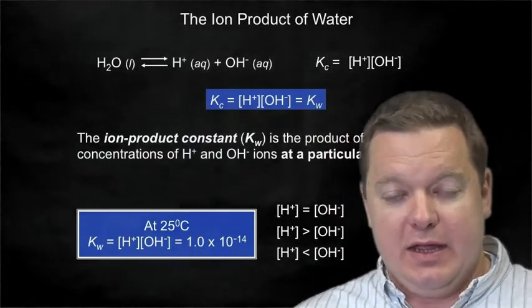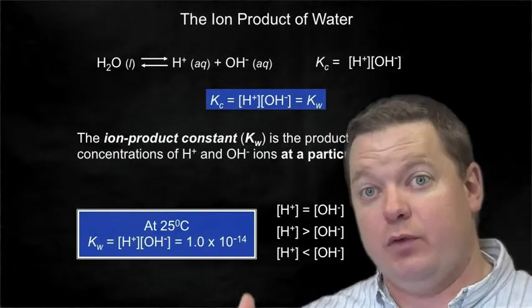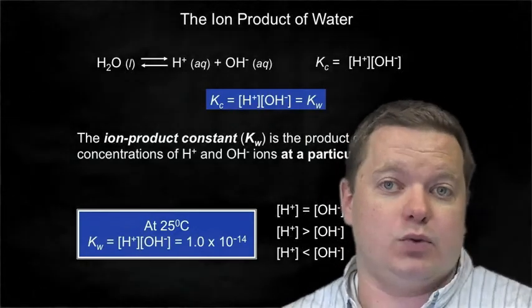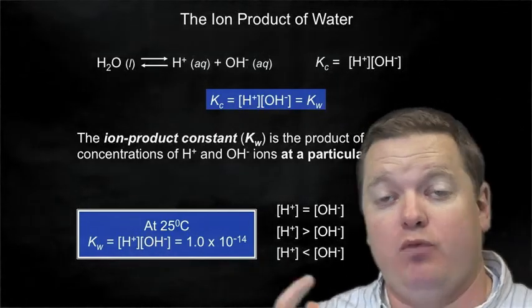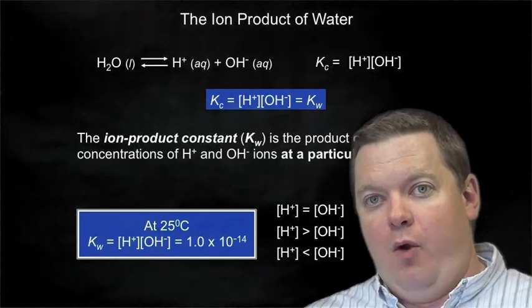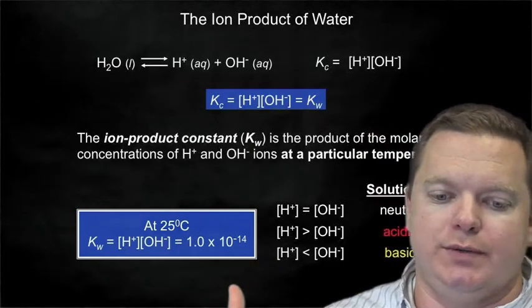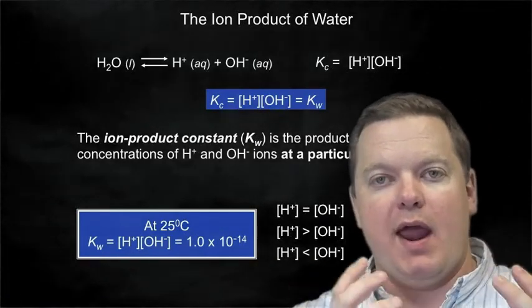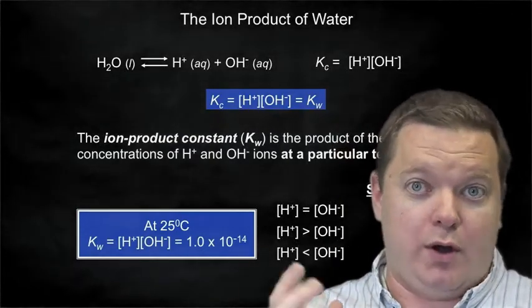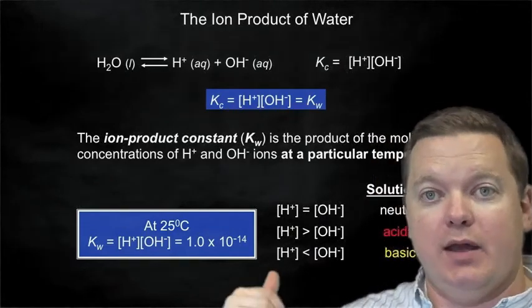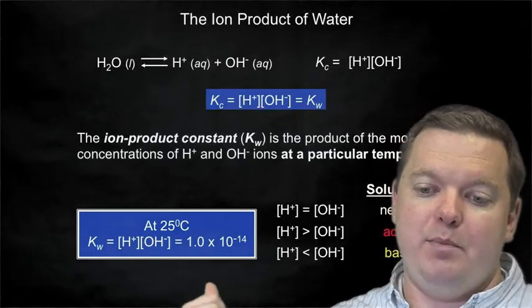At 25 degrees, Kw has a value of 1 times 10 to the minus 14th. Right? So in water at 25 degrees Celsius, we would then have a concentration of H plus and OH minus of 1 times 10 to the minus 7th. Right? So if those two are equal, we call this a neutral solution. If we have more H pluses than OH minuses, then we do when it's just pure water, we call that an acidic solution. If we have less H pluses than OH minus, we call that a basic solution.